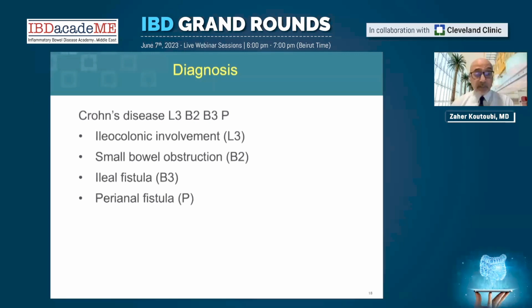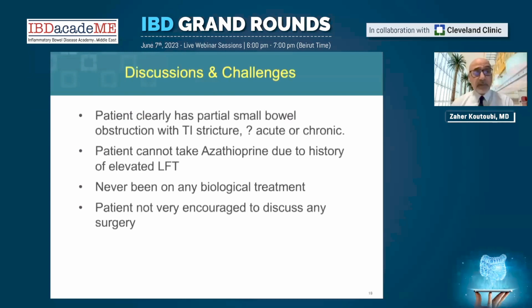So we have a diagnosis of Crohn's disease with ileocolonic involvement, with small bowel obstruction, with an ileal fistula, and with a perianal fistula also. So a very complex kind of patient.